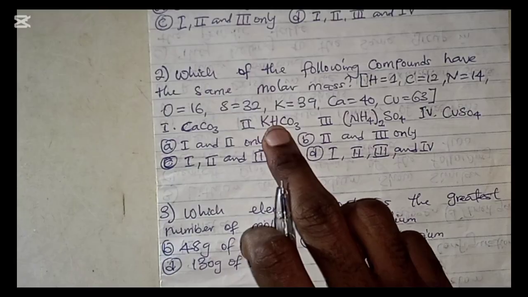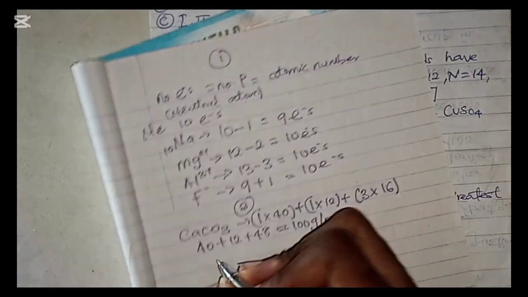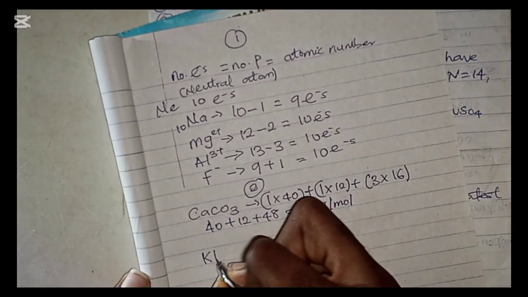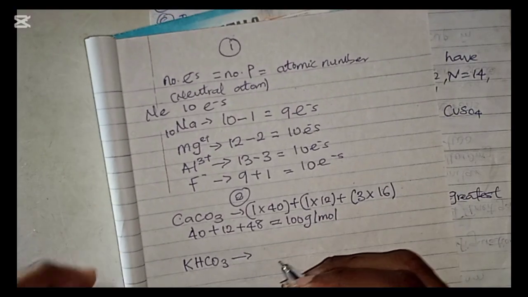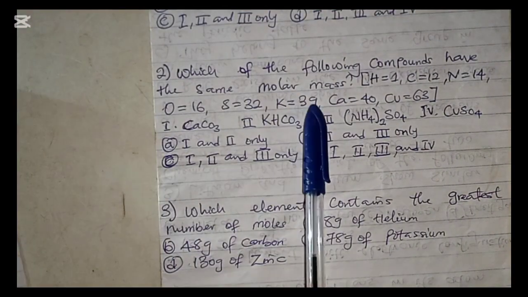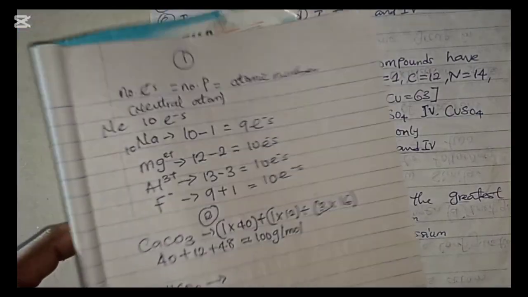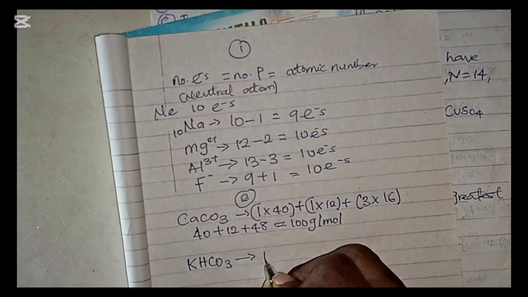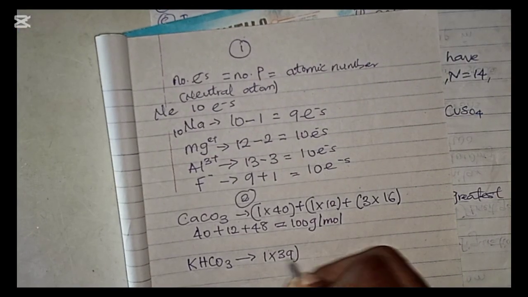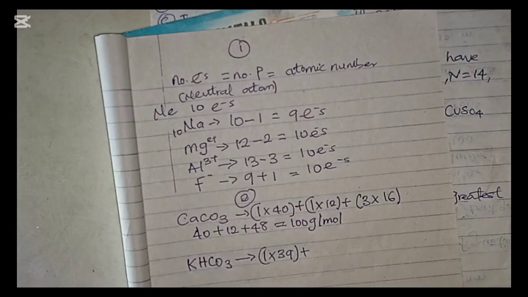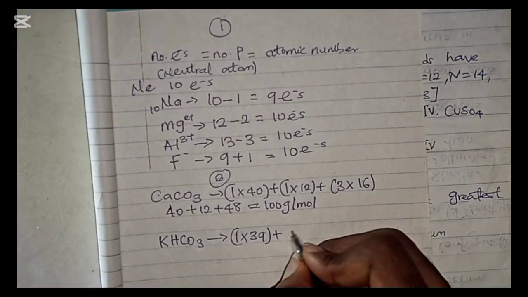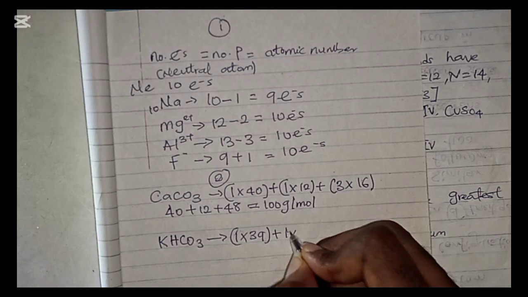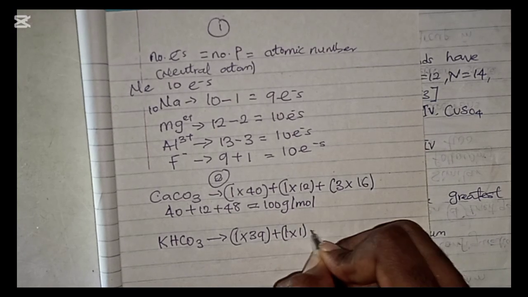Now let's find for KHCO3. Potassium has a relative atomic mass of 39. And how many atoms do we have here? 1 times 39. Plus hydrogen has a relative atomic mass of 1. So we would have 1. How many atoms? 1 times relative atomic mass 1.